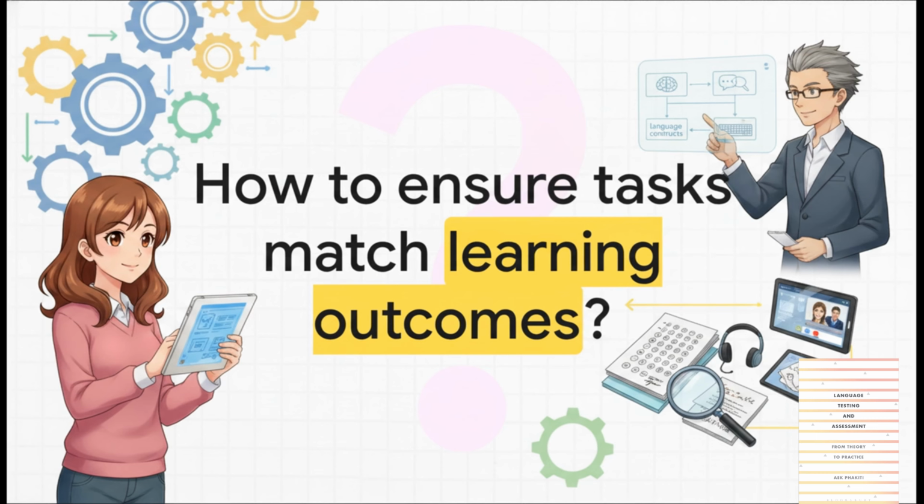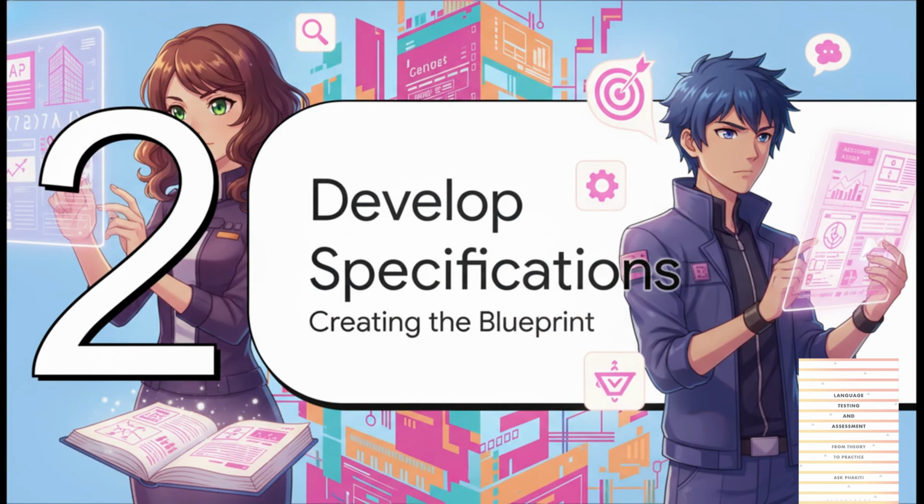The crucial point here is alignment. Your learning outcomes, the language constructs you define, and the actual assessment tasks must be in perfect alignment to avoid this. So, moving to Section 2, Developing Assessment Specifications. Once that alignment is locked in, we enter the highly technical phase of the process, which is creating your blueprint.